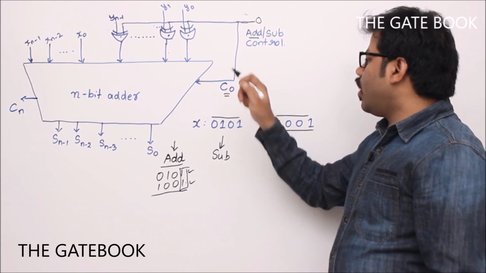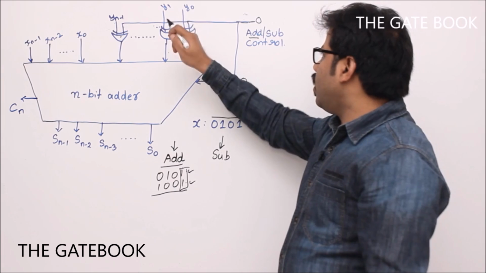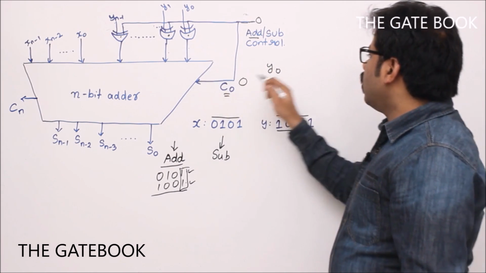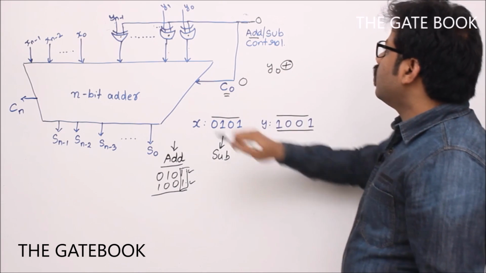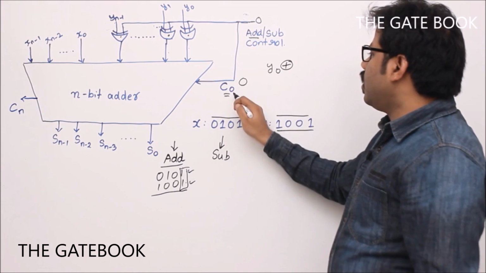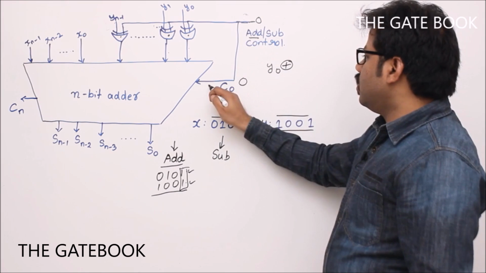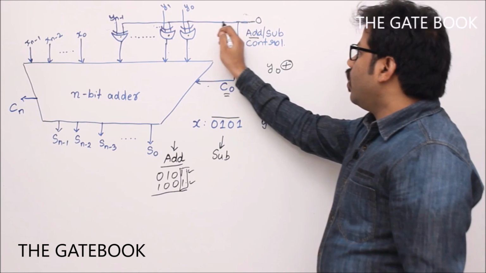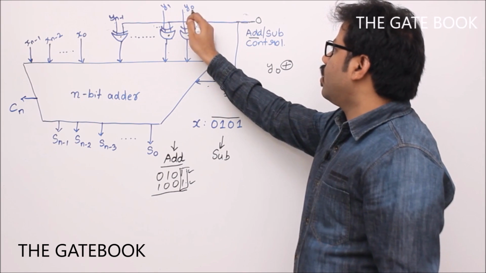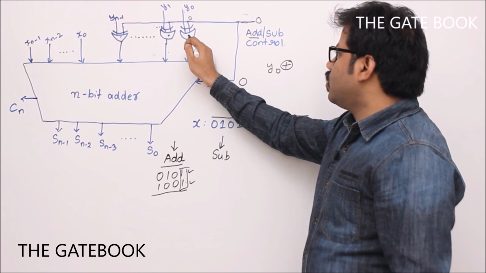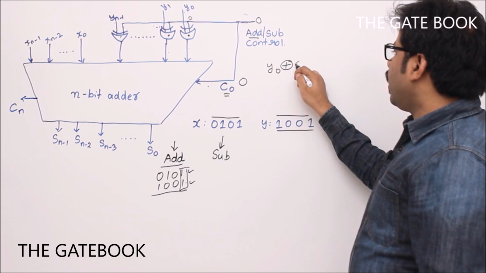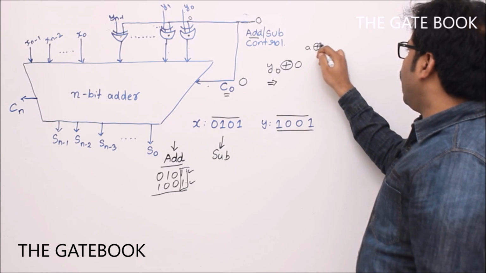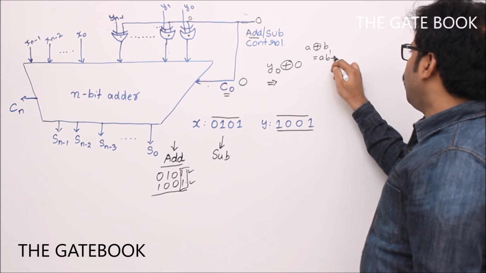So when I give 0, what is going to happen? This y naught is XOR with 0, because C naught and this cable are the same. So when you send 0, then 0 and y naught will propagate like this through the XOR gate. So y naught XOR 0, recall. The formula for A XOR B is what? A B bar plus A bar B.